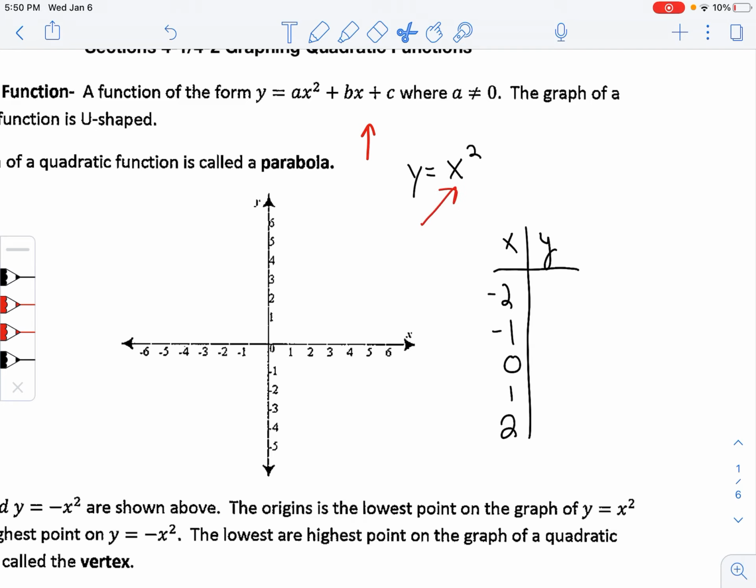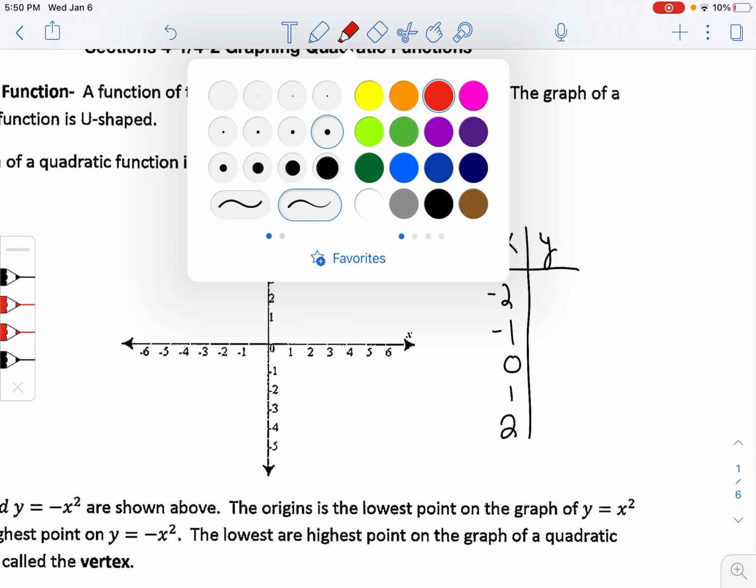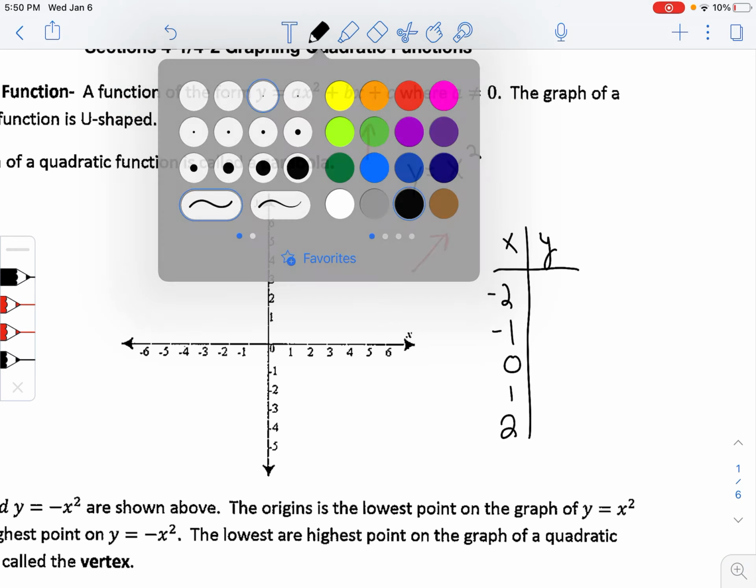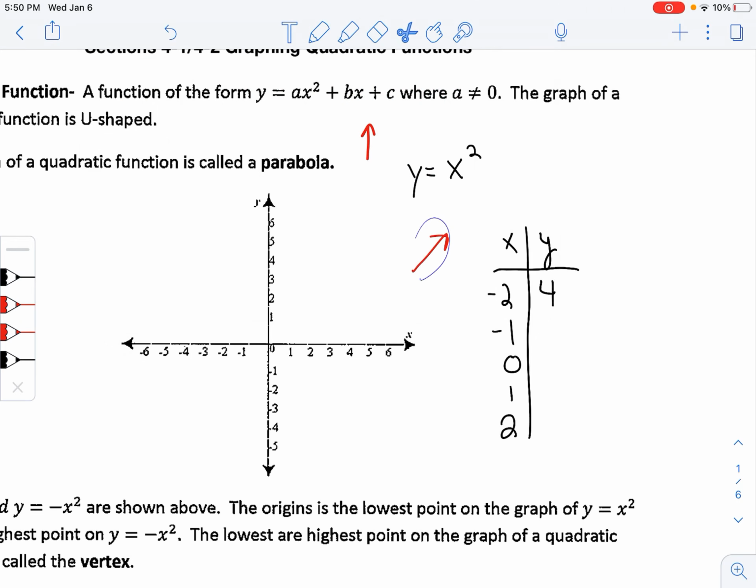When you square -2, a negative number, it becomes positive, so you get 4. Plug in -1: when you square a negative number, you get a positive number, so -1 squared is +1. Plug in 0: 0 squared is 0. Plug in 1: 1 squared is 1. Then plug in 2: 2 squared is 4.